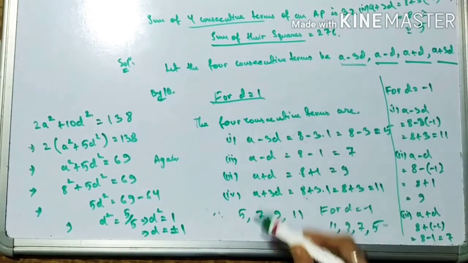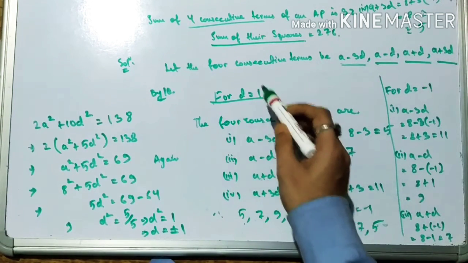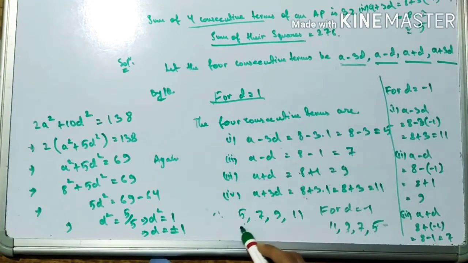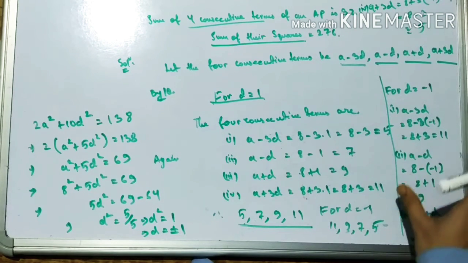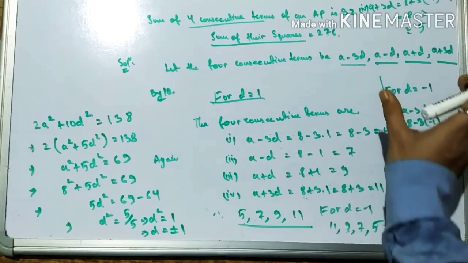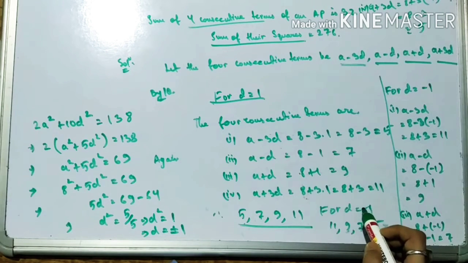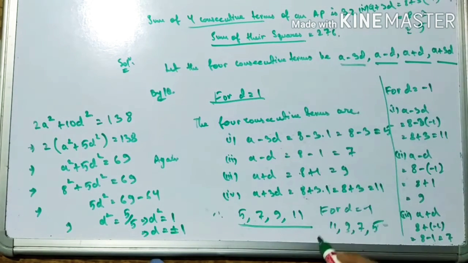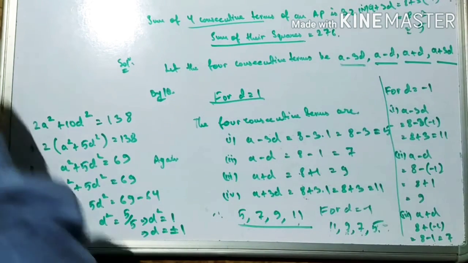So here you will get 2 APs. When d is positive, the 4 consecutive terms of the AP will be 5, 7, 9, 11. And when d is negative, I am writing it this way because I have no space; after you have done d equals 1, on the next page you take d equals minus 1 and write it nicely. For d equals minus 1, the 4 consecutive terms of the AP will be 11, 9, 7 and 5. Understand? D positive, then 5, 7, 9, 11, and d negative, then 11, 9, 7, 5.